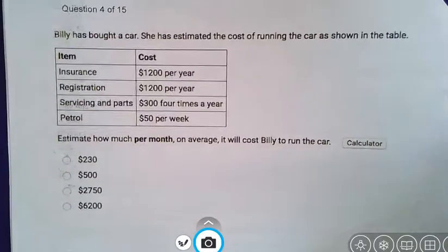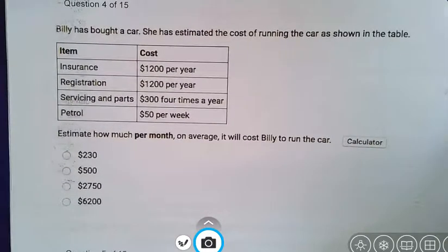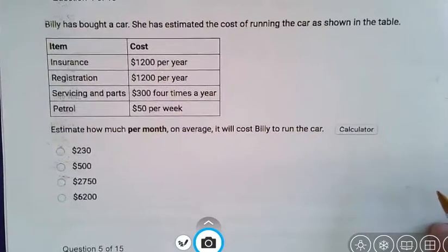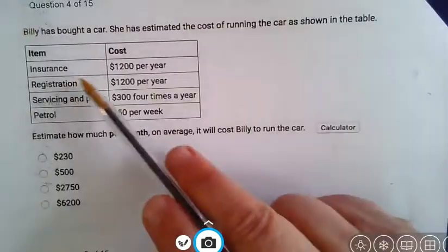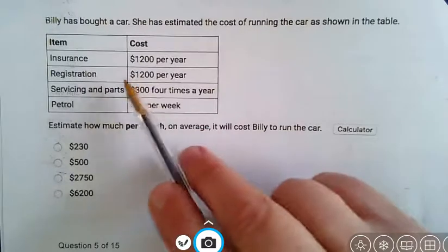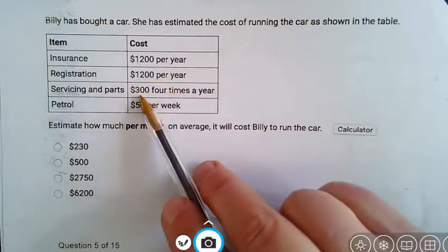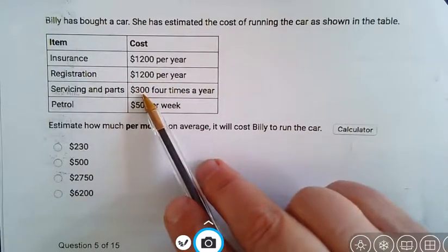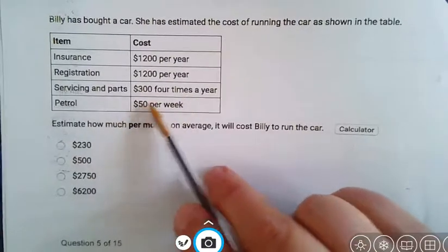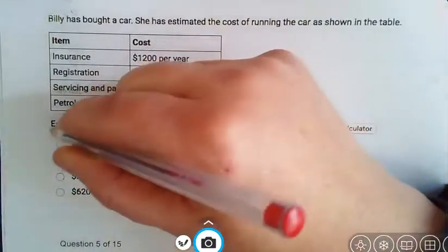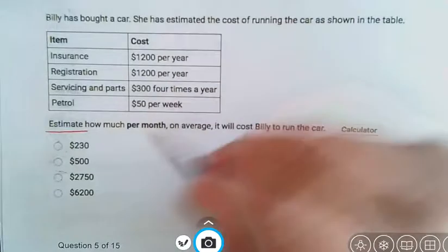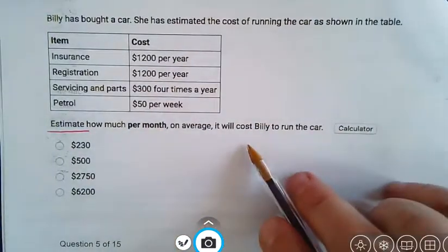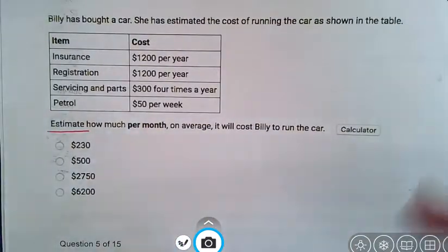Okay, Billy bought a car. She has estimated the cost of running the car as shown in the table. So the insurance is $1,200 a year, registration $1,200 a year, servicing and parts $300 4 times a year, and petrol is $50 a week. They said to estimate how much per month on average. Estimate. We don't want an exact answer.